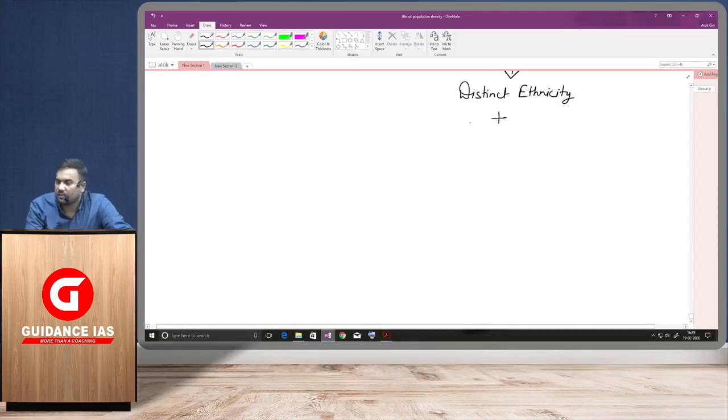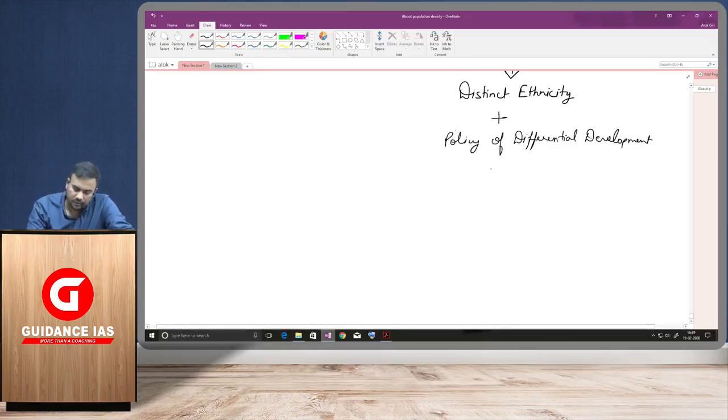Now you combine this distinct ethnicity with a policy that was started in the British period, and this policy was the policy of, you can say, मेरा दिमाग बिल्कुल बंद हो चुका है, रुको लिखता हूँ, आ जाएगा. Policy of differential development. So Britishers, what they did, they developed certain areas and they left other areas simply underdeveloped. So it has this policy of differential development.